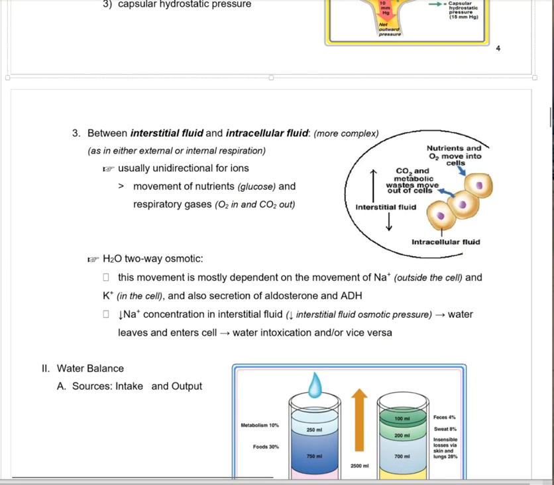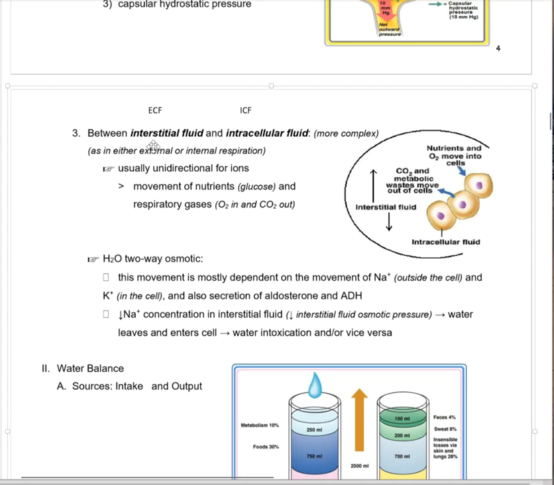All right, now between the interstitial fluid and the intracellular fluid, it's a lot more complex, to the point where we're not going to go into a lot of detail, because you have to look at each tissue and each cell and see what it's wanting and needing. But generally speaking, we can say a couple things. So again, interstitial fluid, remember, is extracellular fluid. Intracellular fluid is ICF, right?